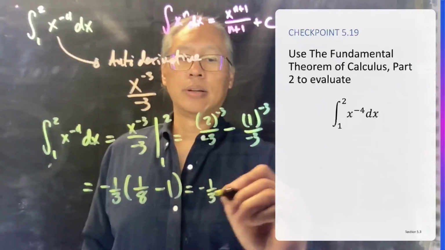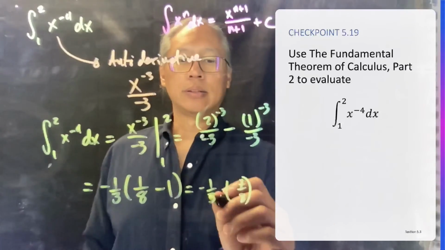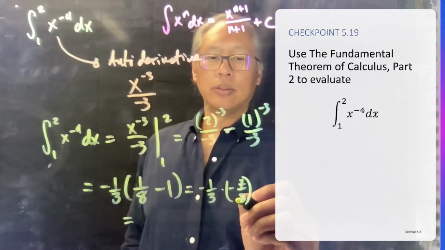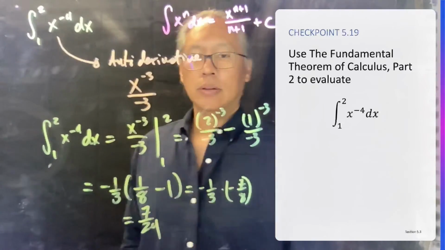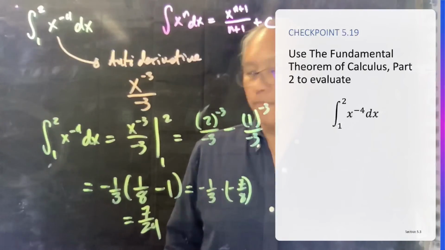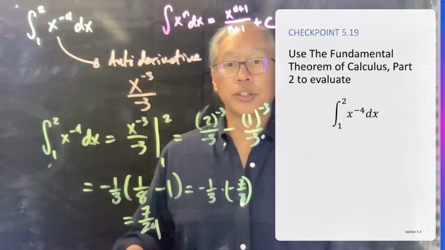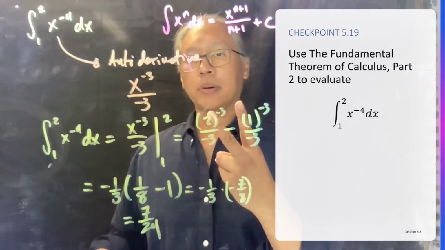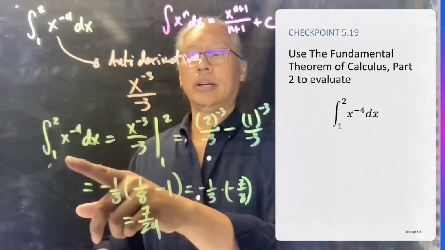Negative 1/3 times negative 7/8. And so this would be positive 7/24. Okay, all right, so that's it. That's using the fundamental theorem of calculus part 2, finding the antiderivative and evaluating it from a to b.